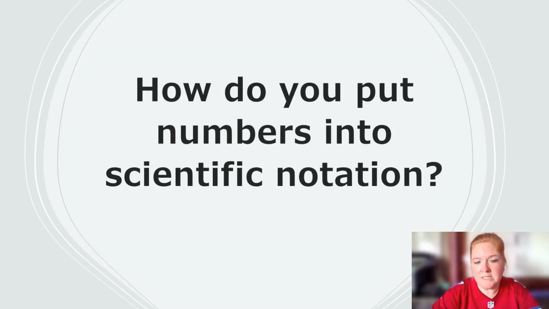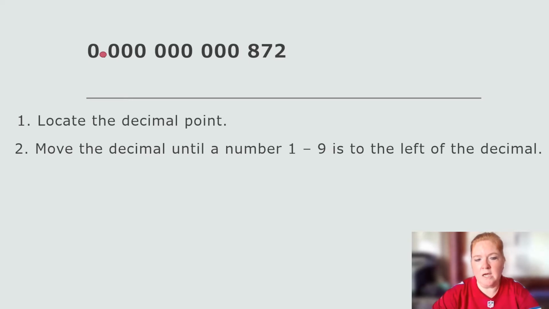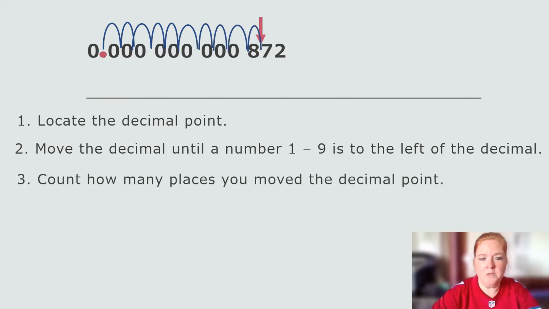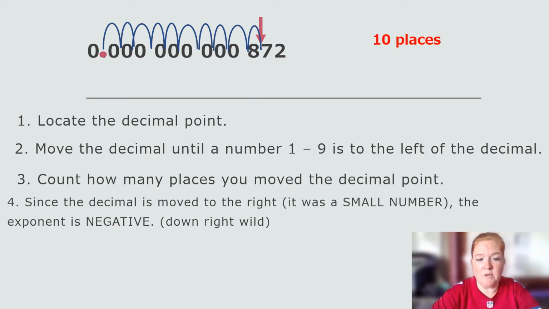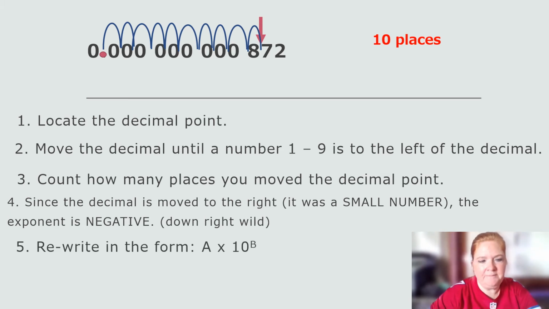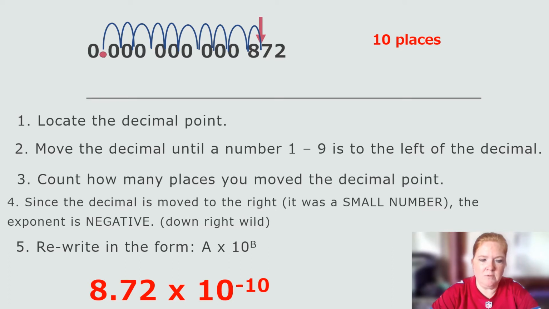So how do you put numbers into scientific notation? Well, here's a number, for example. You locate the decimal point, and you move the decimal until a number 1 through 9 is to the left of the decimal. So I keep sliding the decimal point over until finally right there. Then you count how many places you moved the decimal point. That was 10. And since the decimal is moved to the right, it was a small number, so the exponent is going to be negative. We can say: we move the decimal to the right, the exponent goes down. It's negative, so it's downright wild. So we rewrite in this format, and you get this.